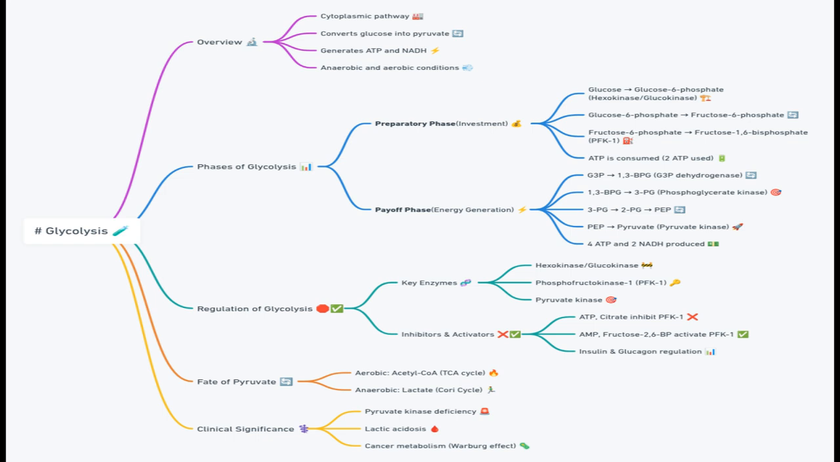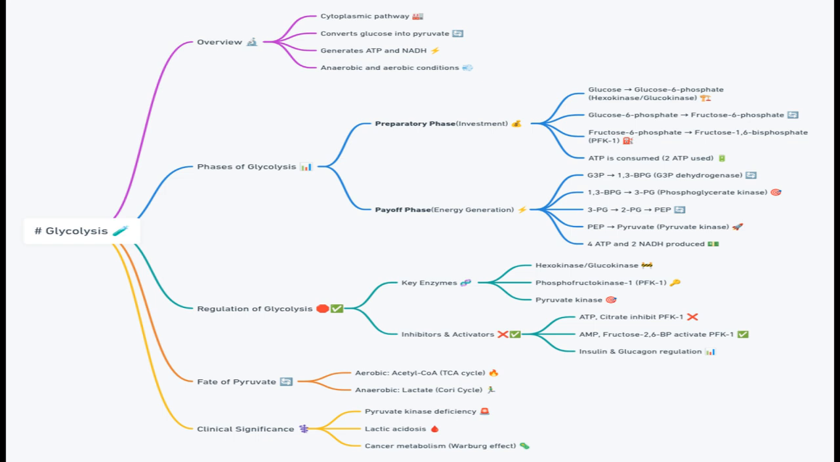energy needs. So the PFK1, that's phosphofructokinase 1, is a key rate-limiting enzyme in glycolysis. It catalyzes the conversion of fructose 6 phosphate to fructose 1,6 bisphosphate using ATP. The regulation is activated by AMP, ADP, and F26BP, that's fructose 2,6 bisphosphate, and is inhibited by ATP and citrate, indicating high energy levels.